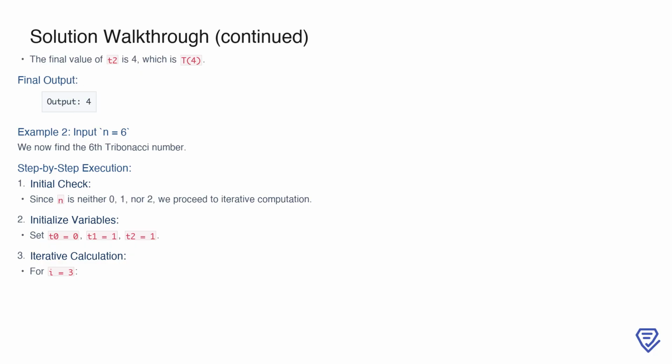Lastly, let's consider a simpler example where n equals 0. Here, we immediately check the base cases. Since n equals 0, we return 0 right away. The final output for n equals 0 is 0.